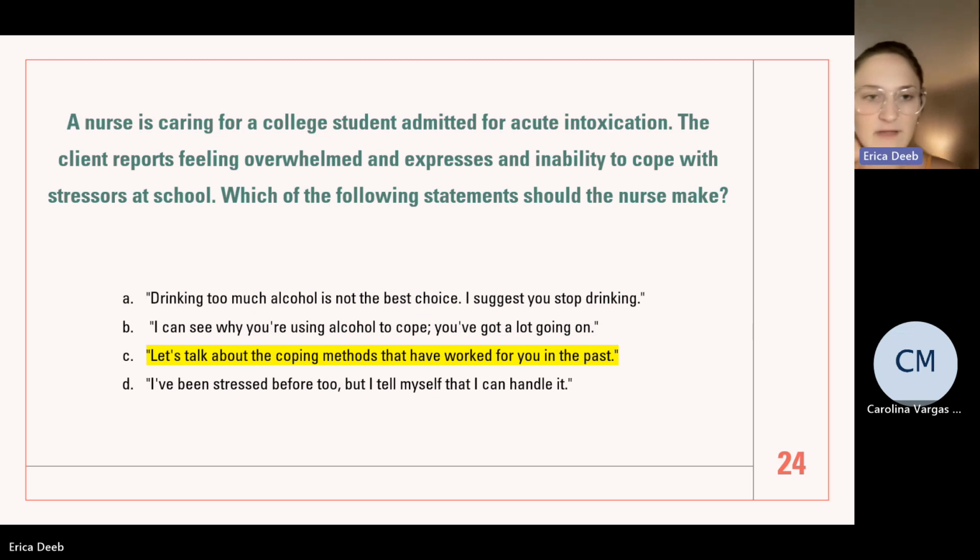That stinks. So that's not therapeutic. Our goal is to build that trusting relationship with the patient, ask open-ended questions, and be able to work with them together. So by saying, let's talk about the coping methods, you're showing them you're interested in hearing what they have to say, you're establishing that relationship with them, and you're looking for some more information on what might be helpful to them.